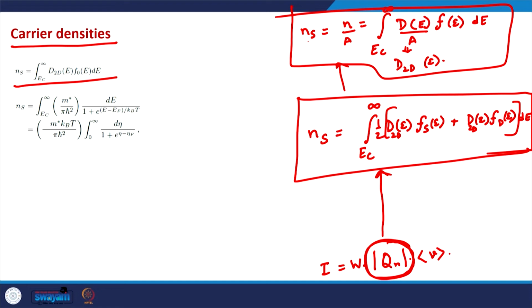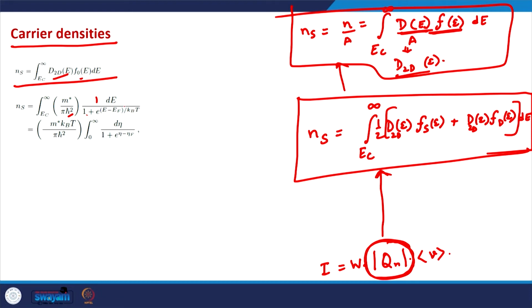This is the expression for a general semiconductor when it has a Fermi function Fe and density of states D2D(E). In a 2D case, this is how it looks. D2D(E) is m star divided by pi h bar squared and the Fermi function is 1 by 1 plus exponential E minus Ef by kT.